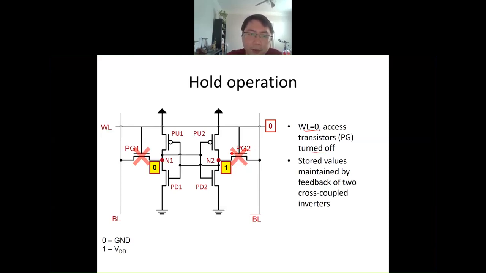If the word line is 0, then those 2 pass gates are turned off, because they are NMOS and you apply 0 voltage to the gate, so the NMOS is off. If those two transistors are off, it's more like an open circuit. Then what is left is only the two coupled inverters in the middle, and this is a latch, as we discussed. It's a stable circuit, so you can hold the data. In this particular example, N1 stores 0, N2 stores 1. So this is a hold operation.